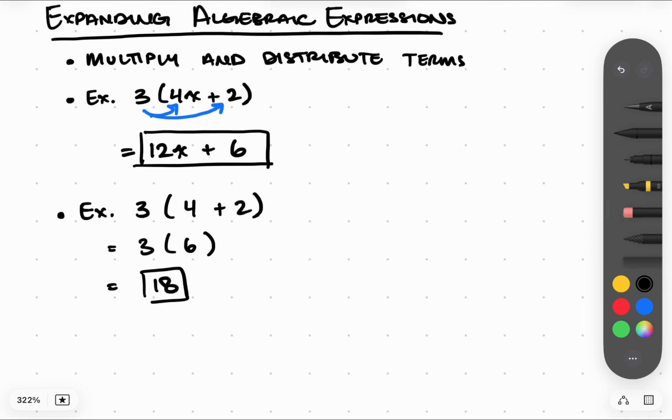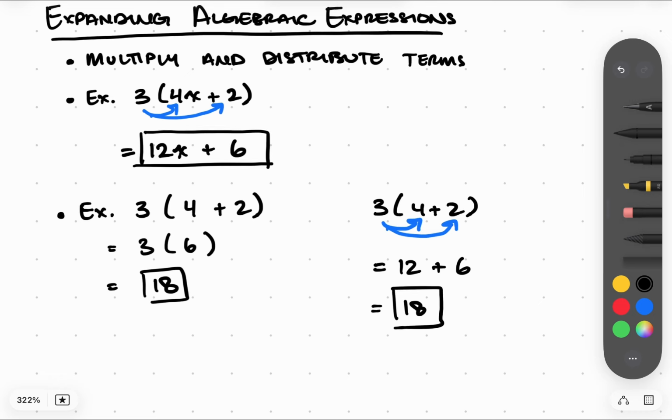But let's try using the distribution method. So if I have 3 and then 4 plus 2, let's see if this could still apply and we get the same answer, right? So I'm going to distribute these numbers out here. 3 times 4 is going to be 12, plus 3 times 2, which is going to be 6. And then if I add them together, I'll get 18.